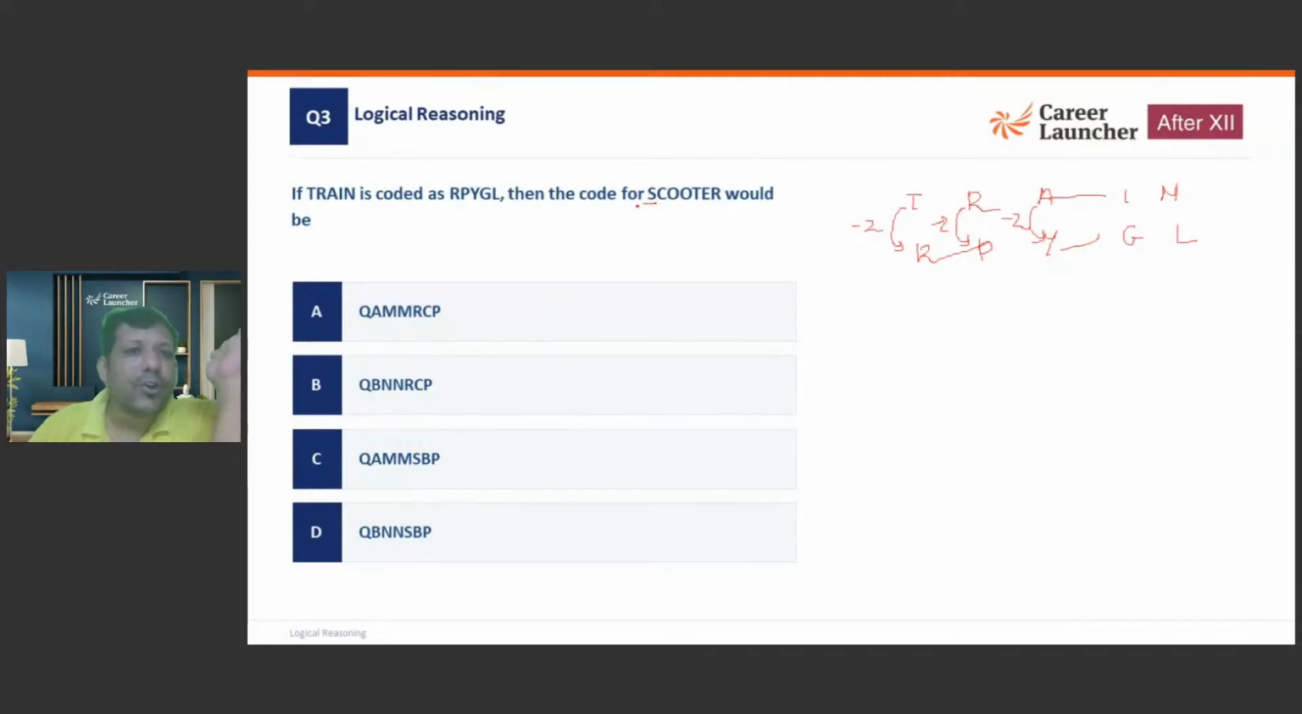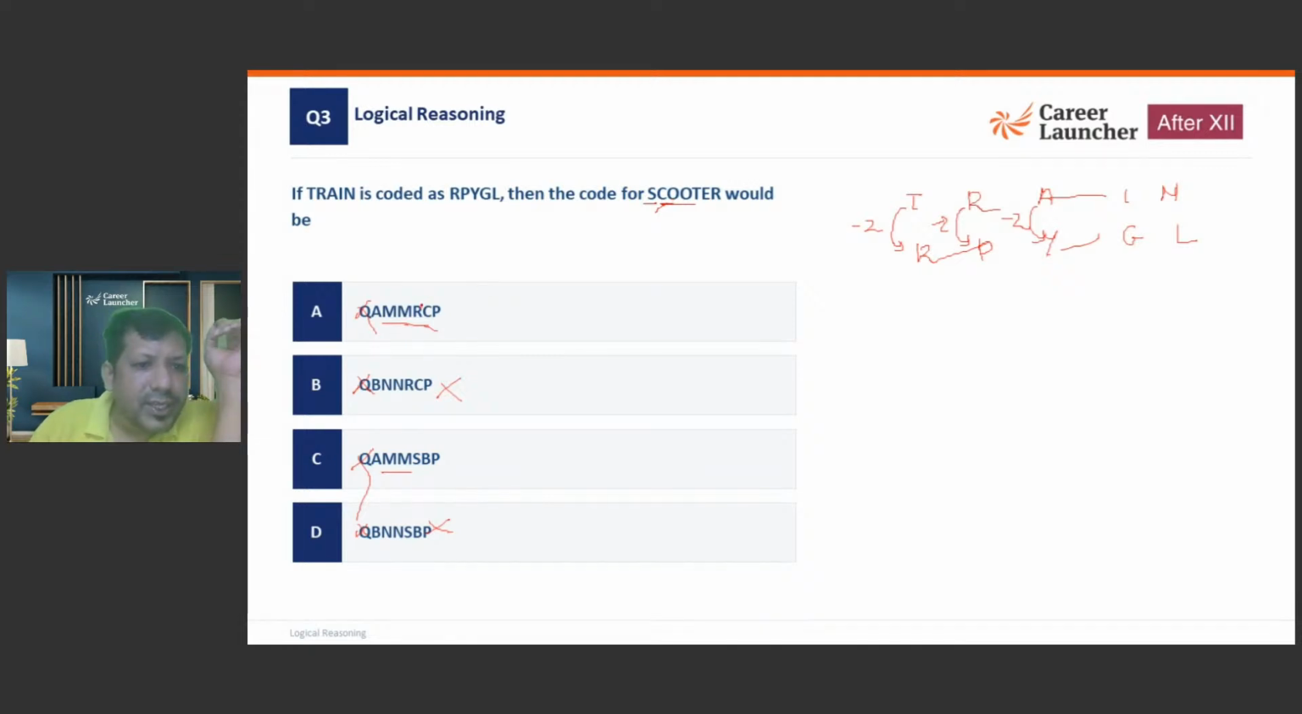Should I calculate for S? No, because in every option, every value is Q. So there is no sense to calculate for this. C, C is going to be A. So this is rejected, this is rejected. So I got two options. Now O, and instead of calculating, if I look at the two options, both values are M, so there is no point in calculating for O.